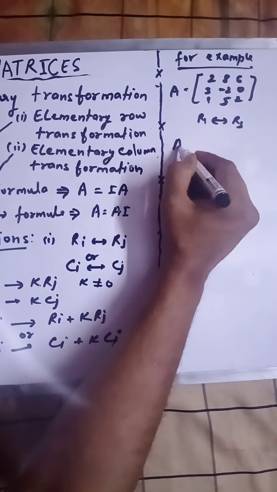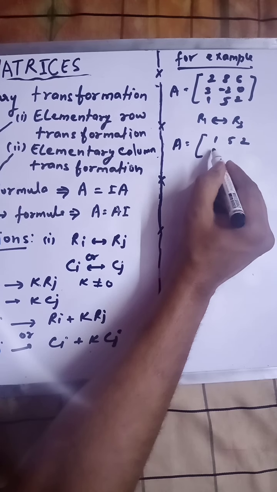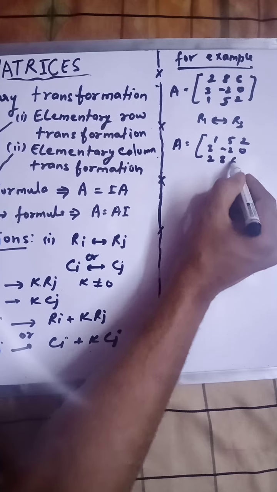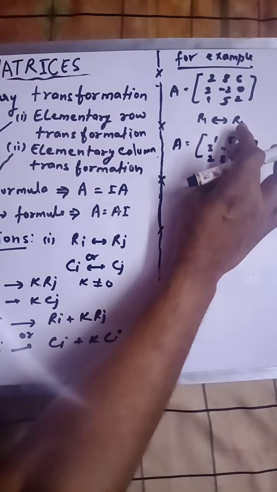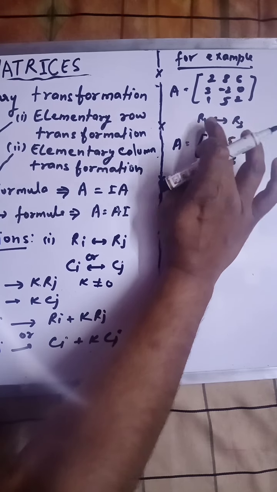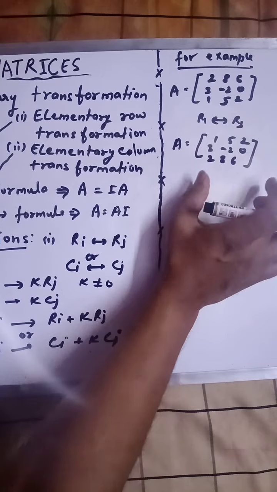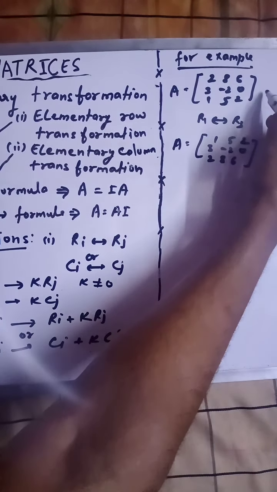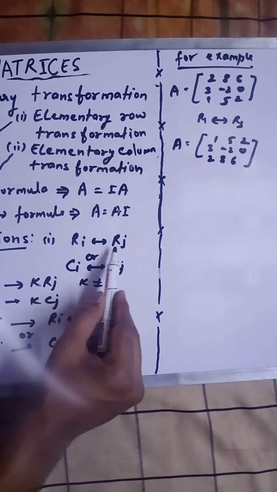That means you can write like this: 1, 5, 2, 3, minus 2, 0, 2, 8, 6. Here we are interchanging the row R1 with R3. In the place of R1 we are writing R3, and in the place of R3 we are writing R1. This is known as the first operation, that is Ri interchanging with Rj.